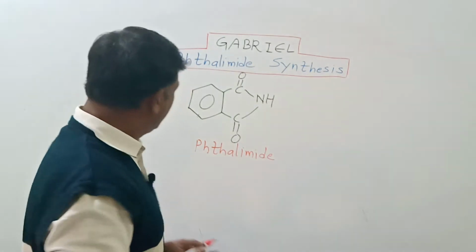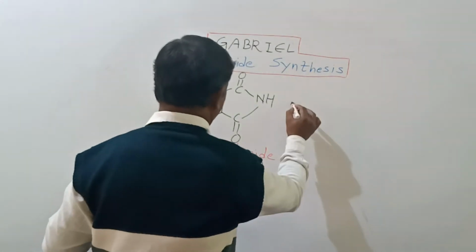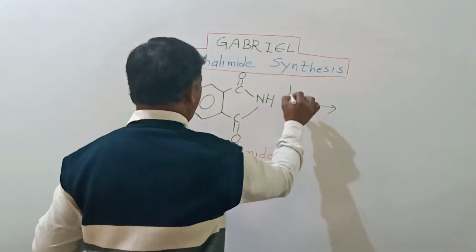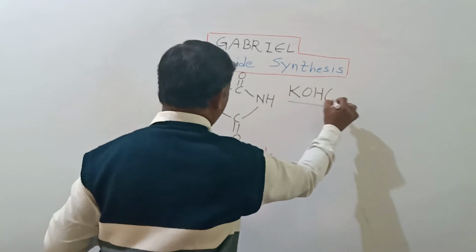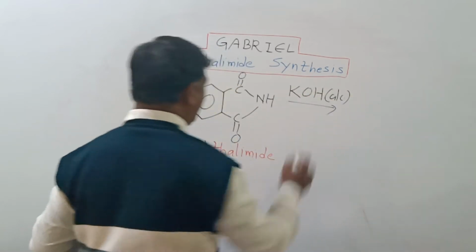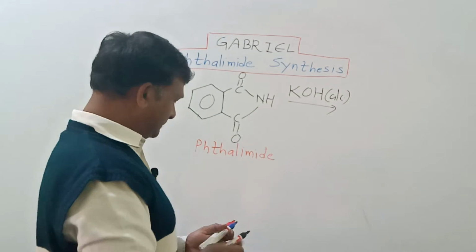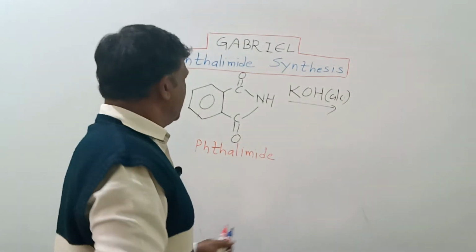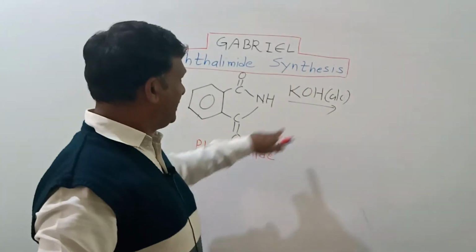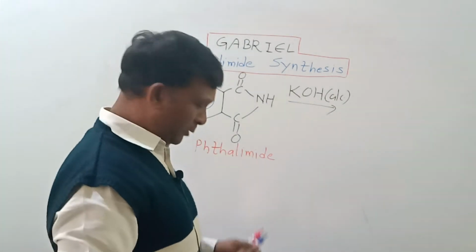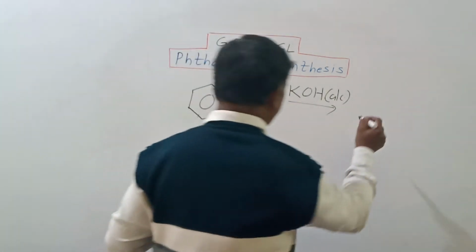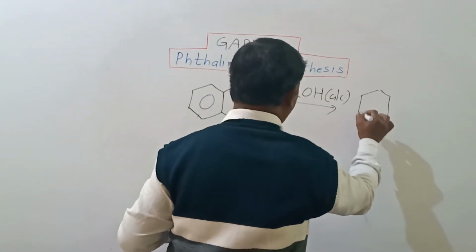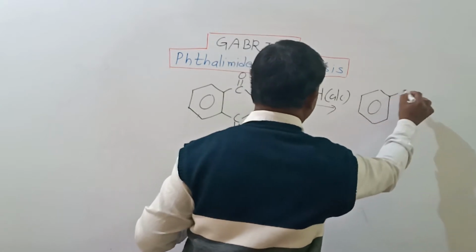The phthalimide reacts with potassium hydroxide in alcoholic solution. So the reaction between the phthalimide and alcoholic potassium hydroxide leads to formation of potassium phthalimide.